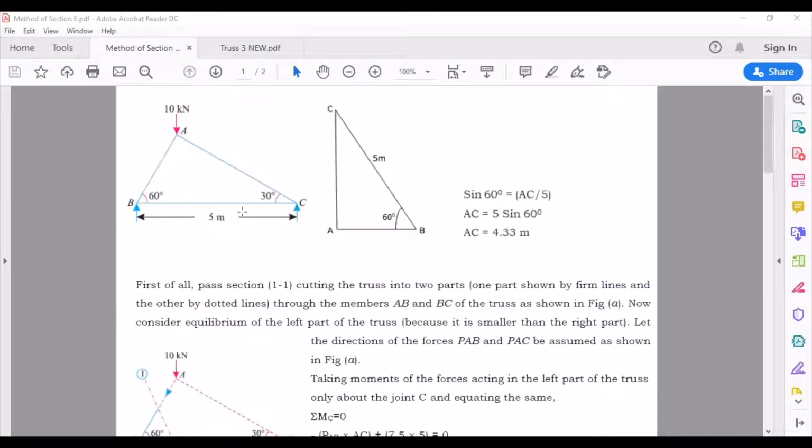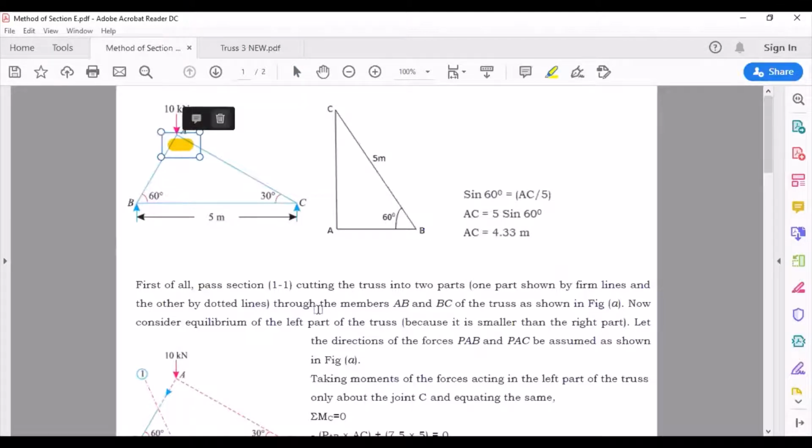Now, just concentrate on the truss here. You can see that ABC is a truss. At point A, you have a 10 kilonewton load which is acting downwards. Now, the angle at B is 60, the angle at C is 30, which means that the angle at A is 90. Very important, it is to be noted here. So this is 90 degrees.